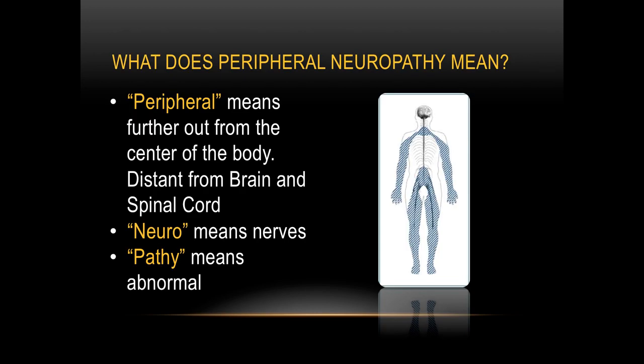By definition, peripheral means out from the center of the body, so away from the brain and spinal cord. Neuro means nerves, and pathy means abnormal, so it's abnormal nerve flow away from the brain and spinal cord.